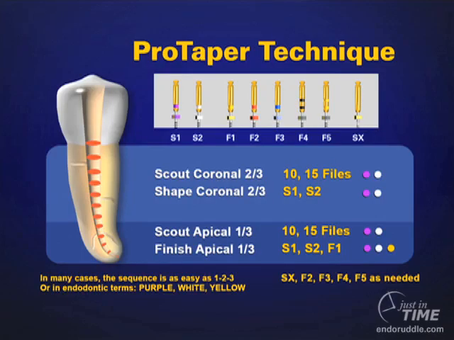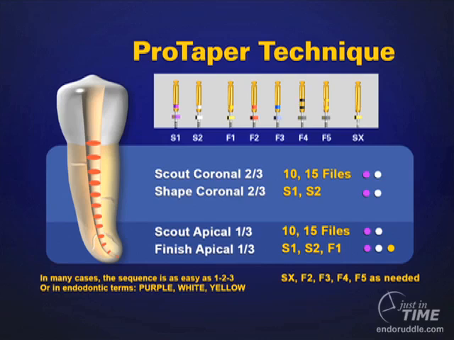To summarize the ProTaper technique, you can go to my website and download this technique card for free, but it is a nice way to look at the technique in a very simple way. Notice we're doing a sequential preparation. We're using small-sized hand files, 10 and 15, in the upper 2/3 to create a glide path in any region of the canal. Once you have a glide path, you can shape that region with 2 instruments, S1 and S2.